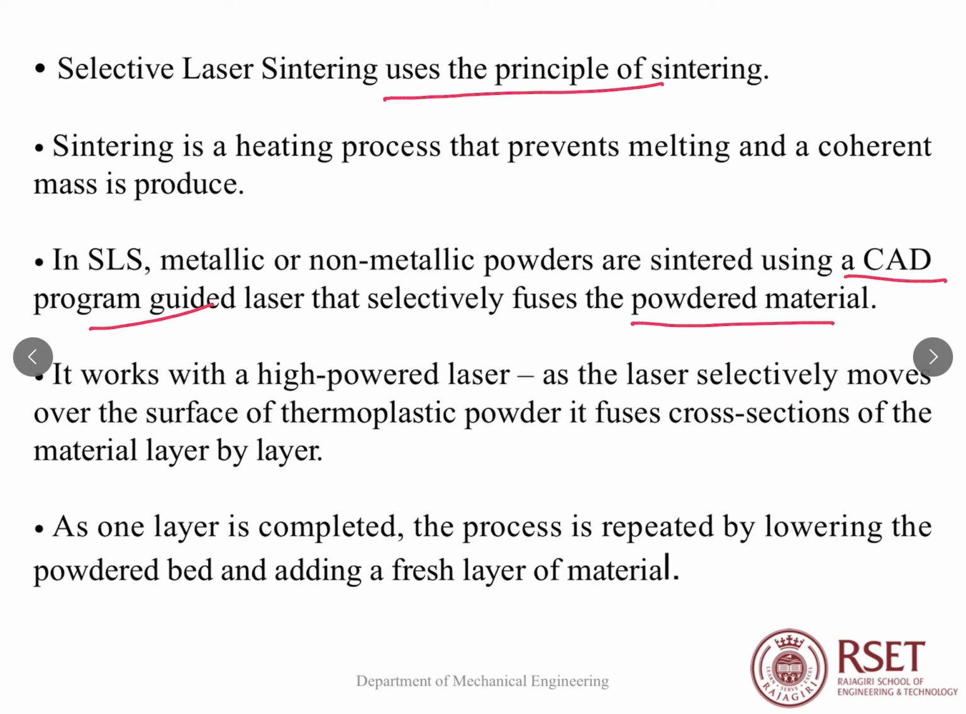It works with a high-powered laser, so we are using a CO2 laser. As the laser selectively moves over the surface of the thermoplastic powder, it fuses the cross section of the material layer by layer. As one layer is completed, the process is repeated by lowering the powder bed and adding a fresh layer of material.